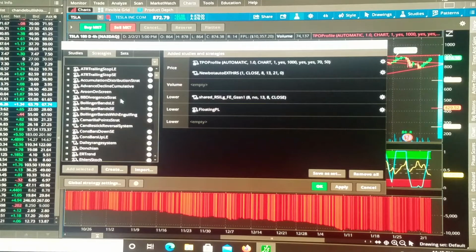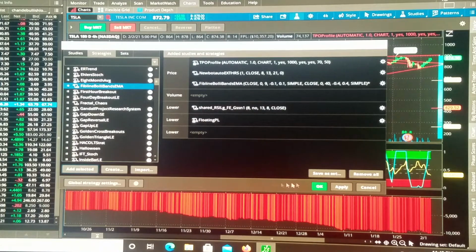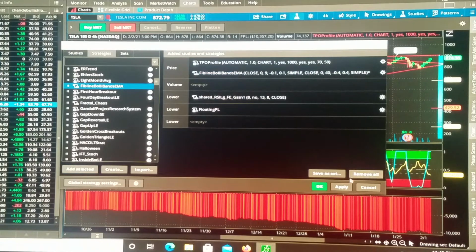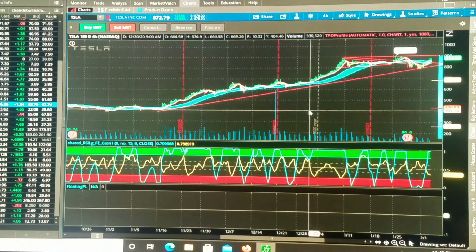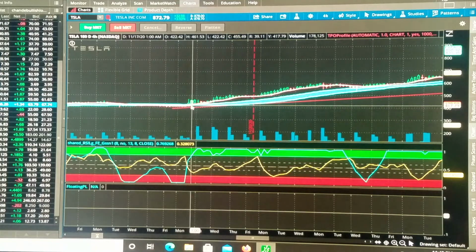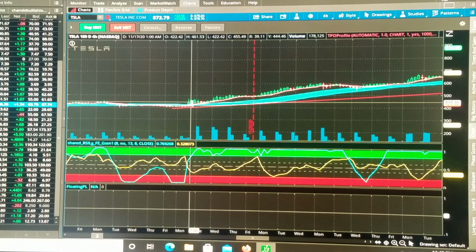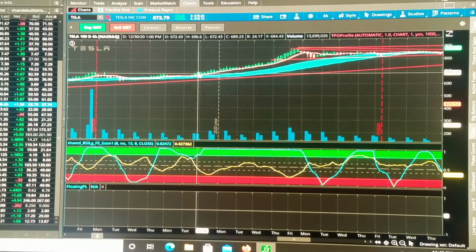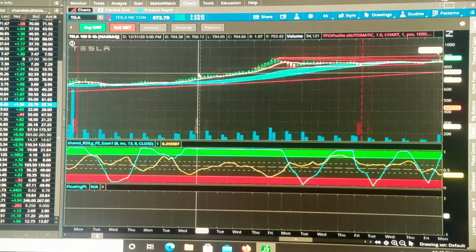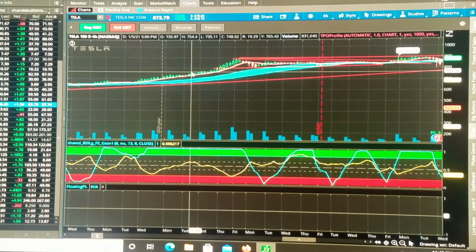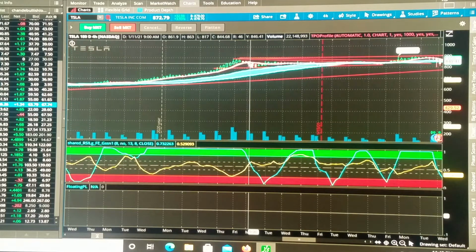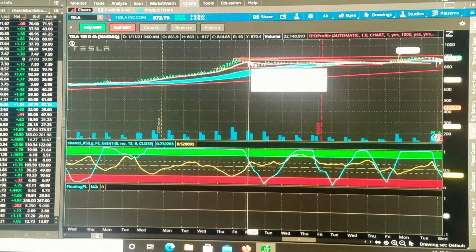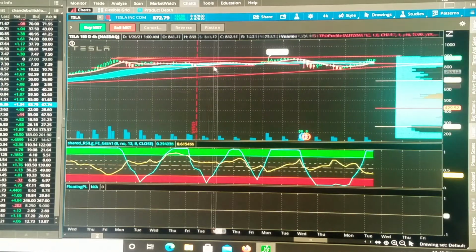Let's see here. What else can we find that could be fun? I like this indicator. Let's get rid of this one. And I use this one. I built a scan based on the price closing on this, and price closing here. But I think I need to build the sell order as price closing below or price crossing below, to build this into a strategy.